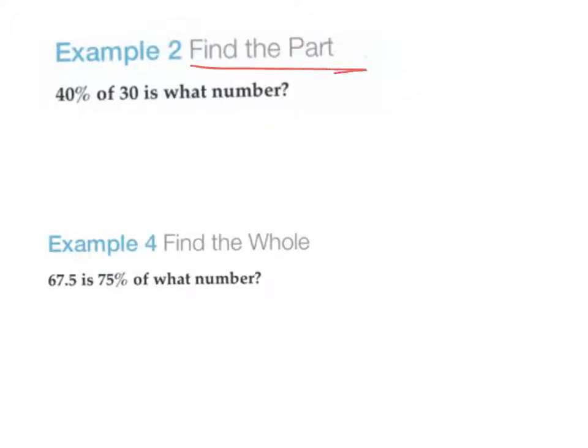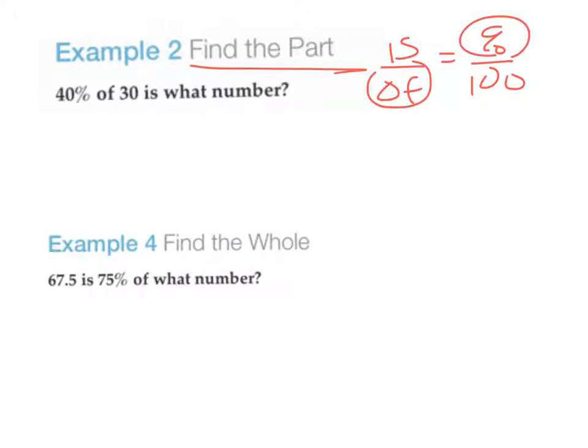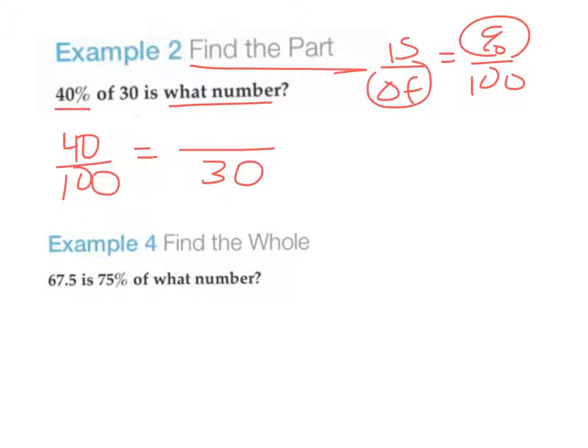To find the parts of things, we're going to use a system called is over of and equals percent over 100. What that means is you're looking for the word of and the percent and you fill in the blanks. So we have 40%, so I'm going to have 40 over 100. And then I have of 30. Because of is on the bottom, I'm going to put 30. And is what we don't know.